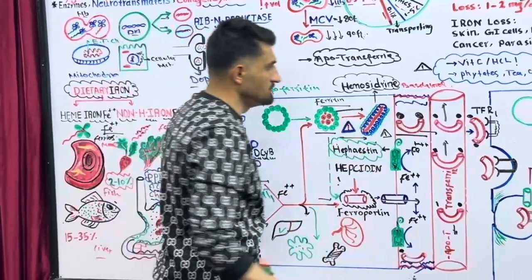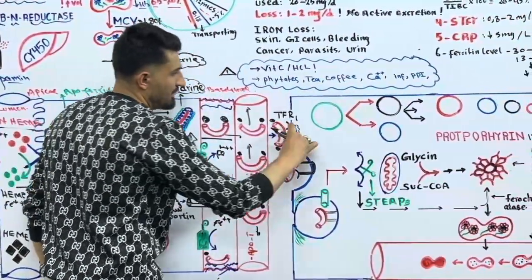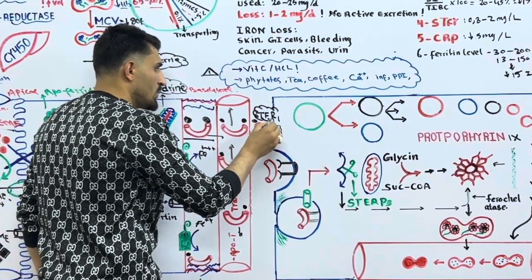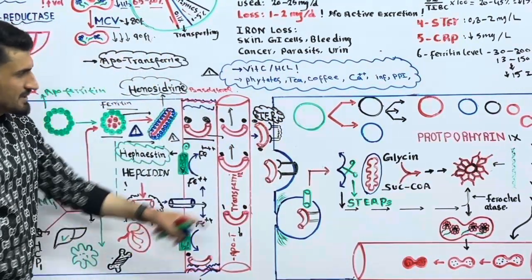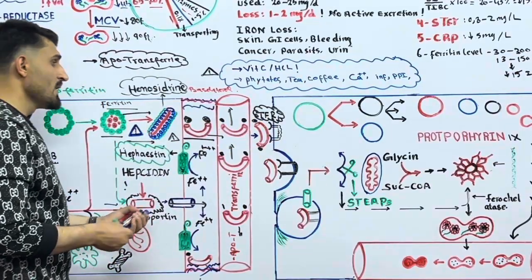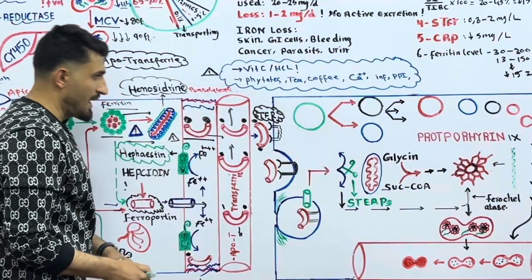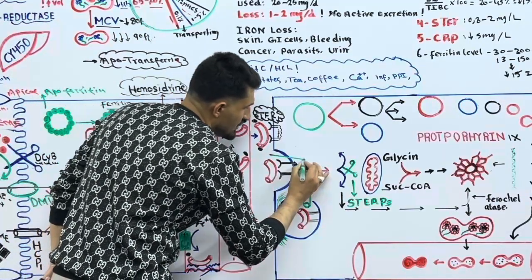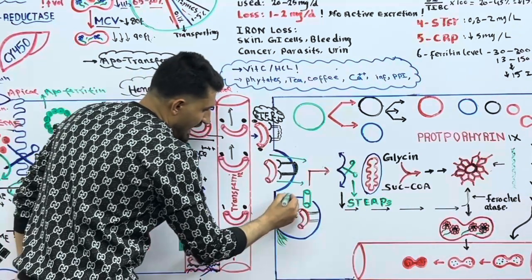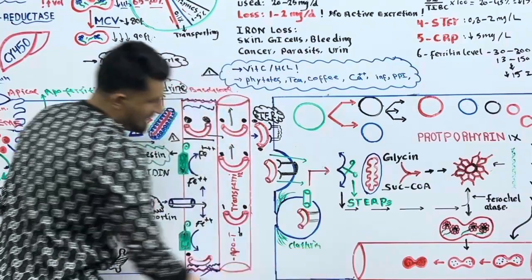Now here in the target cell, for example in the erythrocyte, we have a protein called transferrin receptor 1. This is called transferrin receptor type 1. So transferrin is binding to transferrin receptor type 1. Then it's endocytosed into the cell, by the help of proteins like clathrin.